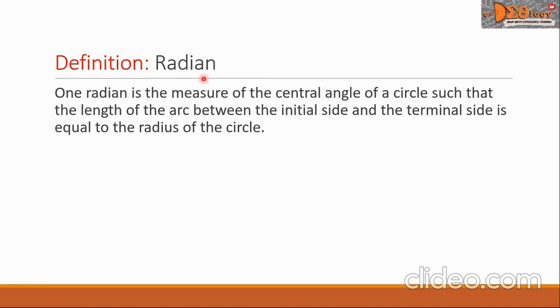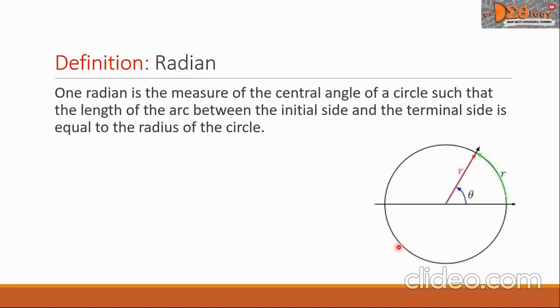Let us define now radian. 1 radian is the measure of the central angle of a circle such that the length of the arc between the initial side and the terminal side is equal to the radius of the circle. Look at this figure. This is our radius, and this arc subtended by this angle is equal to the radius itself. So the angle here is equal to 1 radian.